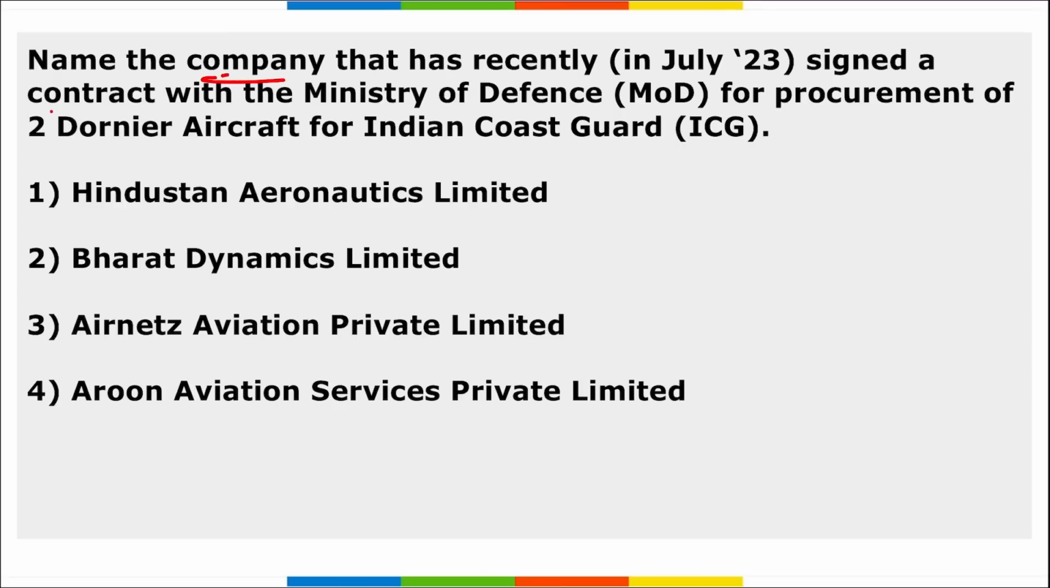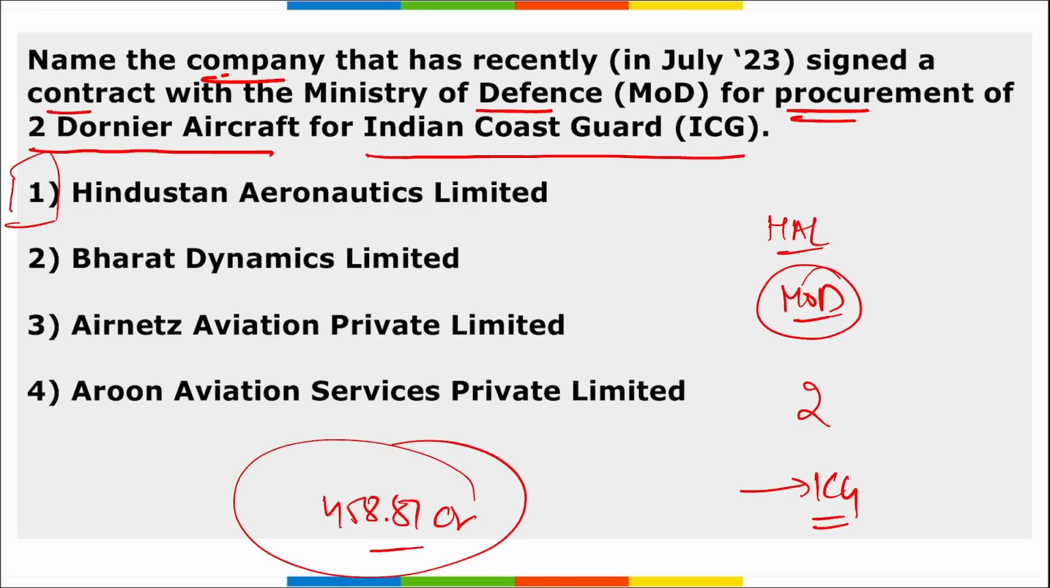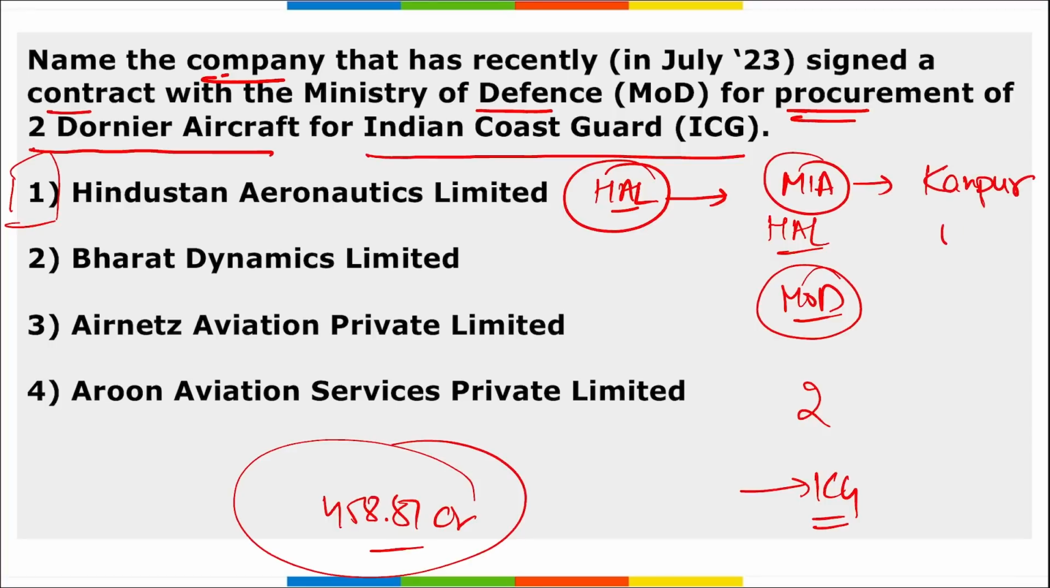Next, name the company that recently signed a contract with the Ministry of Defence for procurement of 2 Dornier aircraft for Indian Coast Guard. So it is your Hindustan Aeronautics Limited, HAL, right? They signed a contract with Ministry of Defence and it was for the procurement of 2 Dornier aircraft and it will be delivered to Indian Coast Guard. The overall cost here is 458.87 crore rupees, that is associated with the engineering support package. This aircraft will be procured under the Buy India category in New Delhi, correct? And remember, the Dornier aircraft are being indigenously manufactured by which organization? By Hindustan Aeronautics Limited. That means they come under Make in India initiative, and where will they be developed? They will be developed in Kanpur, Uttar Pradesh.